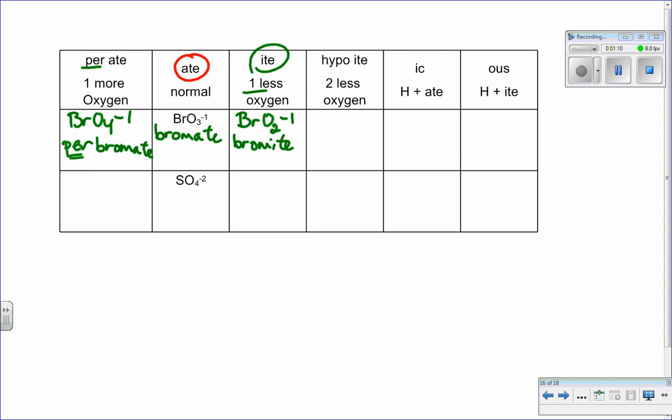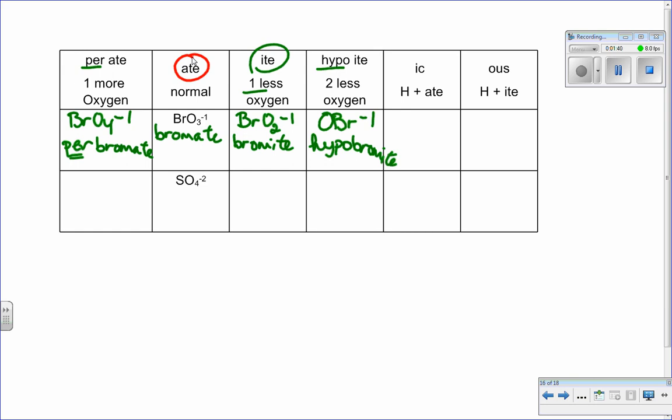So what if I lose 2? Sometimes they write this one as either BrO, -1, or OBr. Often you'll see it written that way, -1. Now what we do is we just have a hypo in front of the bromite. So this one becomes hypobromite.